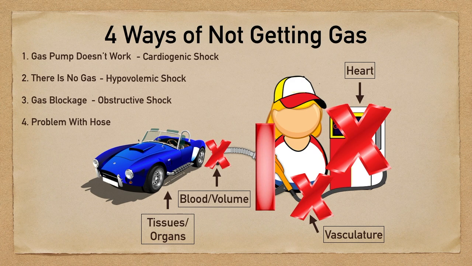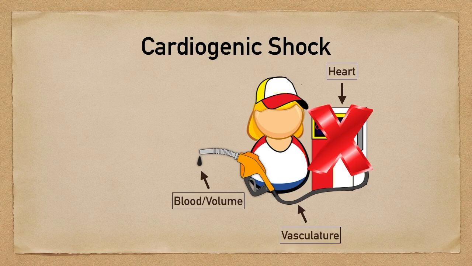Then we said there could be a problem with the gas hose, and this represents distributive shock. This is a problem with the blood vessels or vasculature. This could be due to vasodilation and or increased vascular permeability. Whatever it may be, it's making it difficult for us to deliver the oxygenated blood to tissues and organs. So now that we have a good understanding of this analogy and how we can apply it to the four different types of shock, let's talk about each type of shock independently, starting with cardiogenic shock.